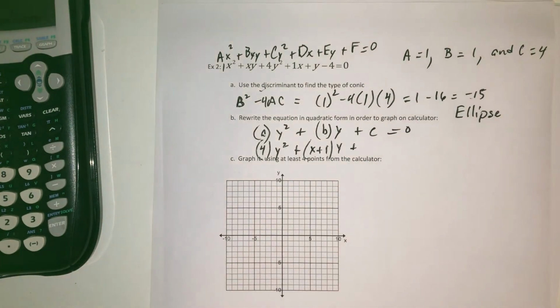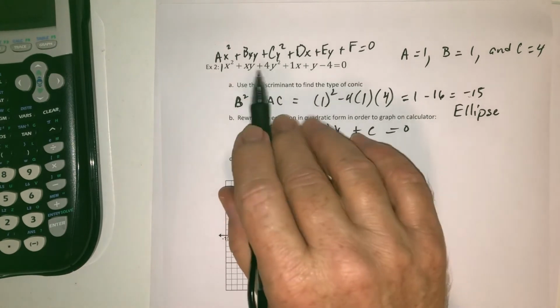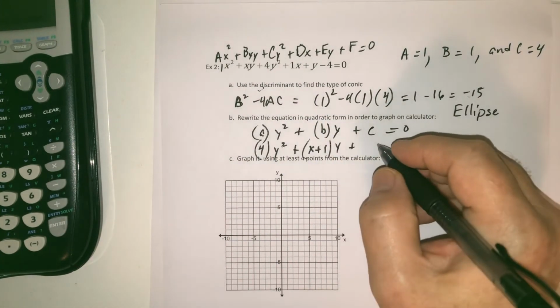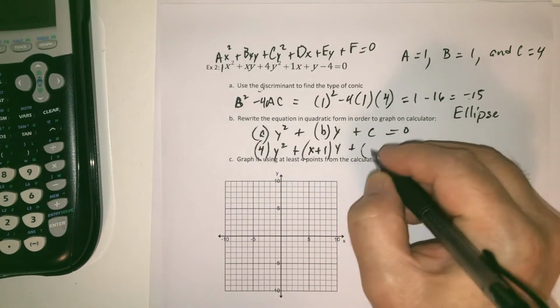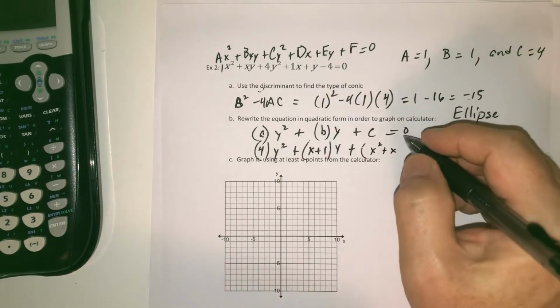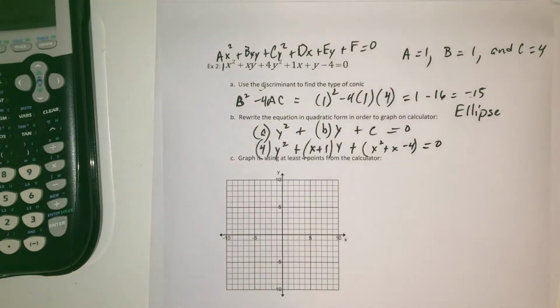Plus, what's left is x squared and the negative 4, plus the x as well here. We would have x squared, so what's left, the c, is x squared plus x minus the 4. Okay, and that still equals 0. And then we'll put that in the quadratic formula.